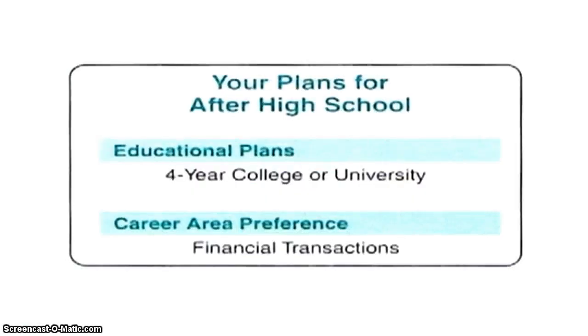This section shows what the student identified as their plans after high school for both education and career. As you can see in this example, the student plans on attending a 4-year college and a career in financial transactions.